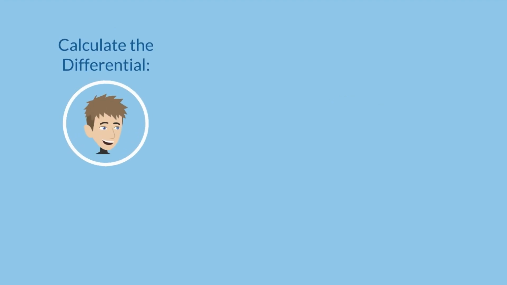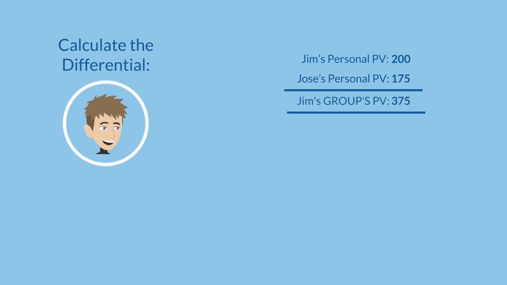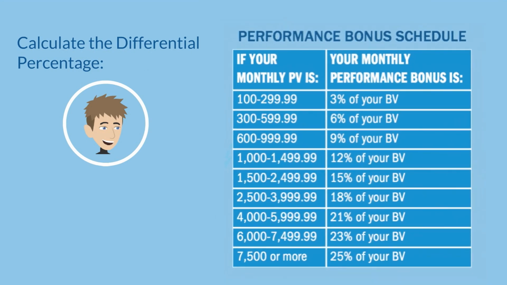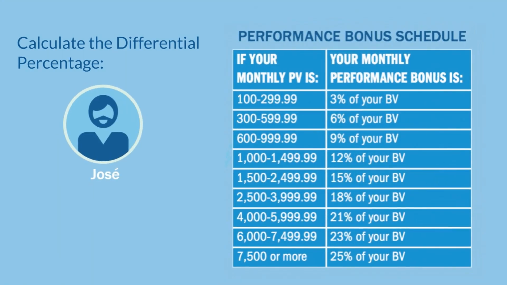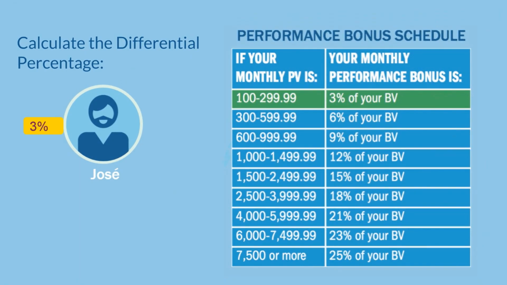Step 1. Identify Jim's total group PV. Add Jim's personal PV, 200, to frontline IBO Jose's PV, 175, to get 375 total group PV. Step 2. Locate the group PV on the performance bonus schedule. This puts Jim at the 6% bracket. Step 3. Identify Jose's percentage bracket. Jose's personal PV is 175. So Jose is at the 3% bracket.